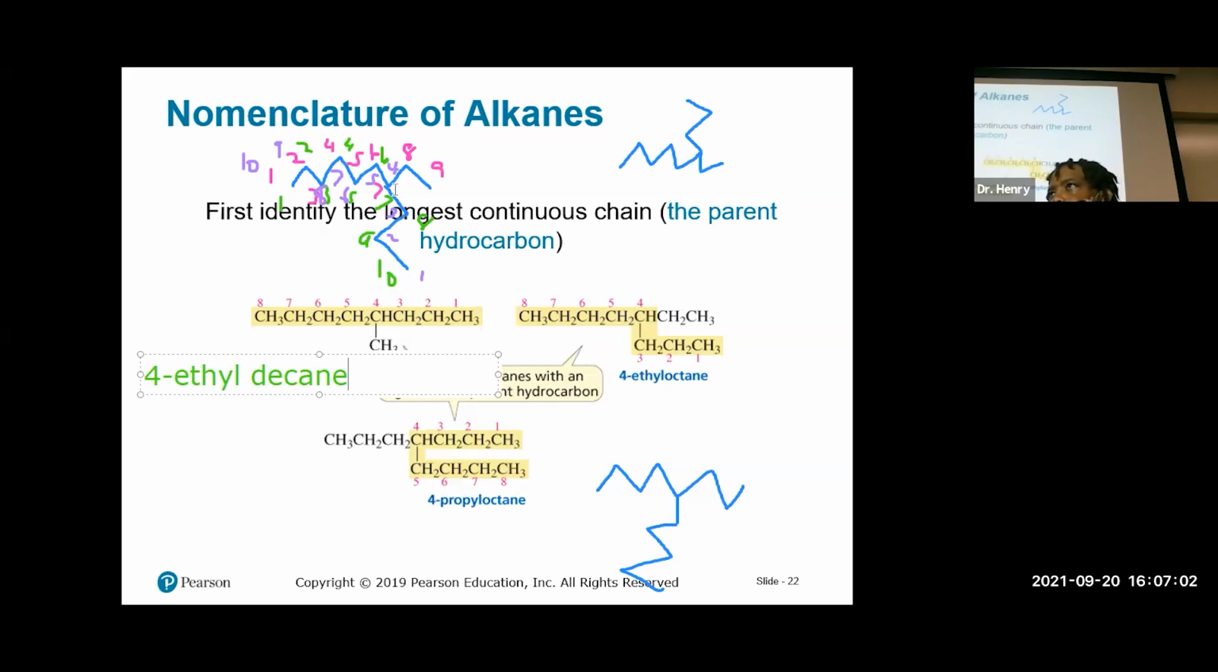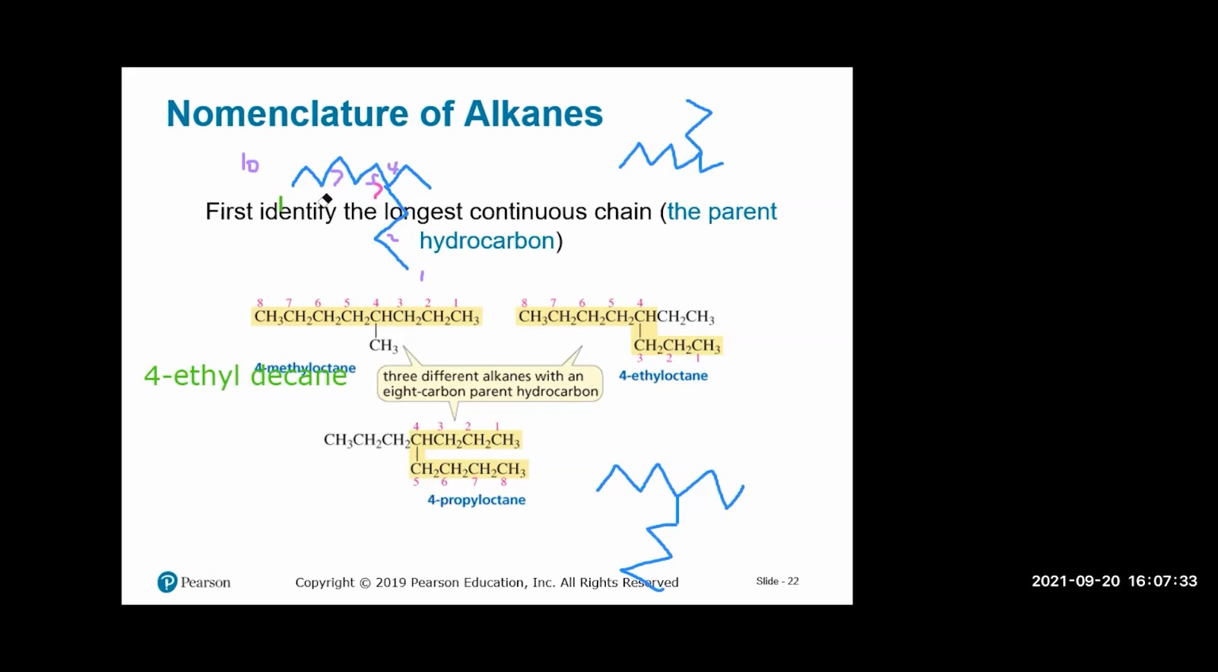1, 2, 3, 4. And then off the fourth carbon chain, you have 1, 2. You see that? Circle it. Too many numbers, we'll erase some of them. So it's the purple numbers. You can count any way, right? But you want to find the one that's going to give you the lowest numbers to your side chain, right? Okay, does that help a little bit?